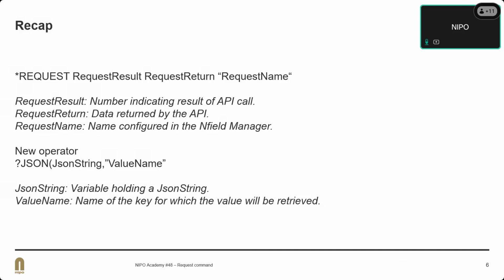Okay, cool. Now, let's recap. So we have the new request command. It takes 3 parameters: request result, which is a number indicating the result of the API call; request return, which is the data returned by the API; and request name, the name configured in the Enfield Manager. There's a new operator, $JSON, that takes a JSON string and then the value name, and that will return the value of that key.